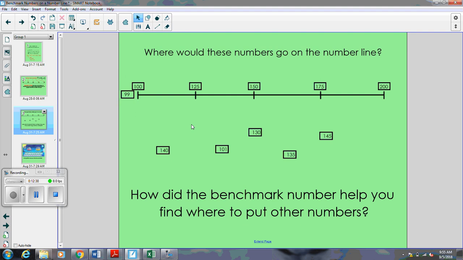What about 145? Where's that going to go? Aiden Washington? Right before 150. Right before 150. It's going to be in between 100.